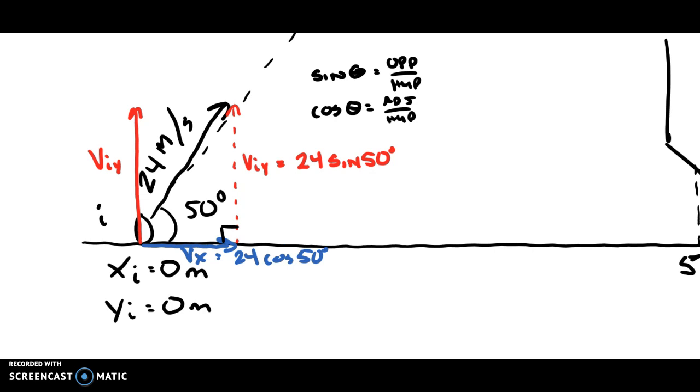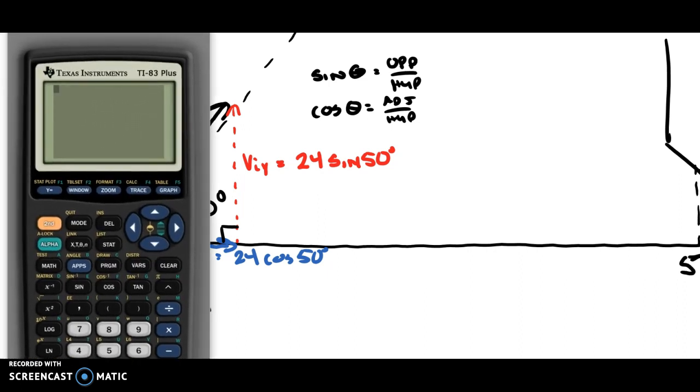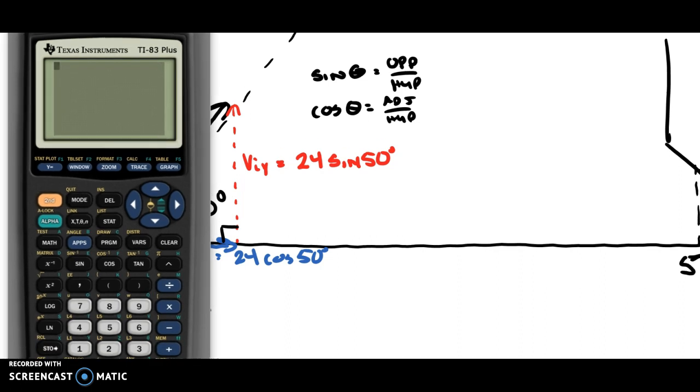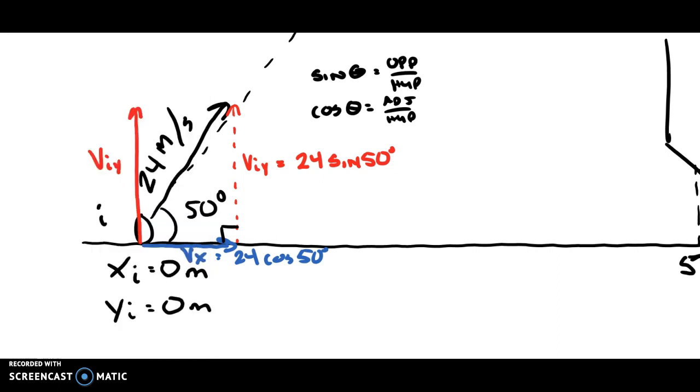And when you pull out your calculator, we need to make sure that we are in degree mode. If you look in mode, I'm in degrees, this third line, otherwise we'd have an issue. And I'm going to type in 24, the velocity, times sine of 50 degrees. And if I hit enter, I get 18.39 is the velocity in the y direction.